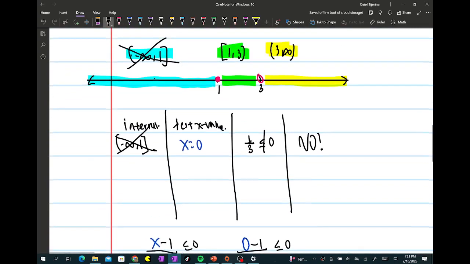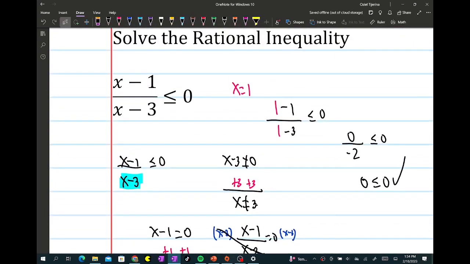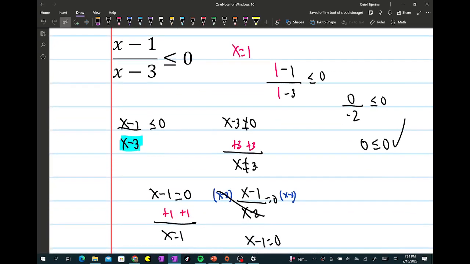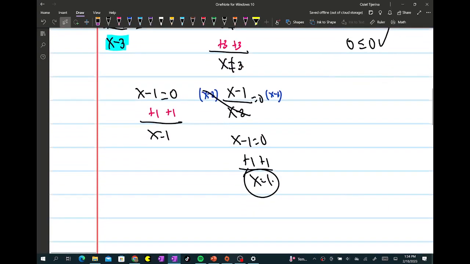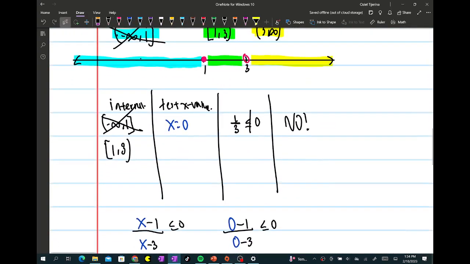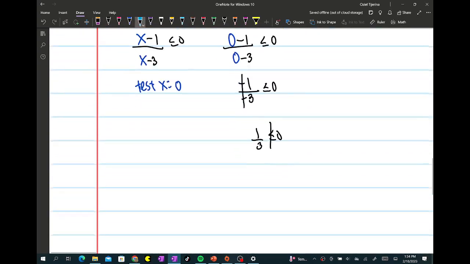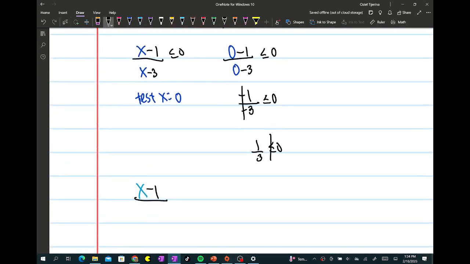Now, the next one we're going to do is from 1 to 3. Again, we know that 1 is included in the interval because, like I said, it's a solution. When we solved this for x, when it was equal to 0, we got x equals 1. So again, it is included in the interval. So we're going to pick a number between 1 and 3. This time I'm going to do x equals 2.